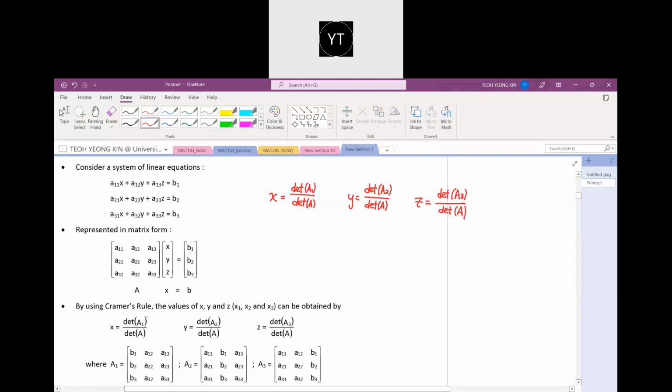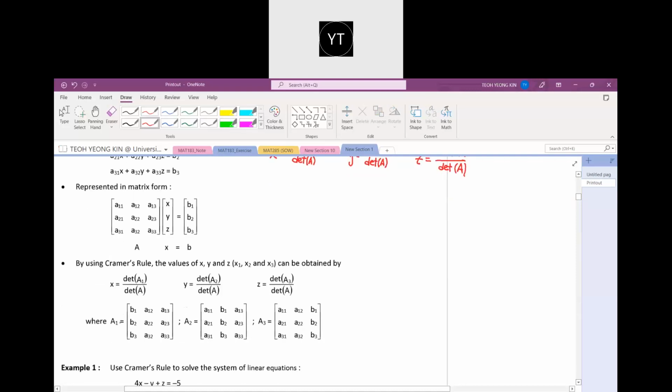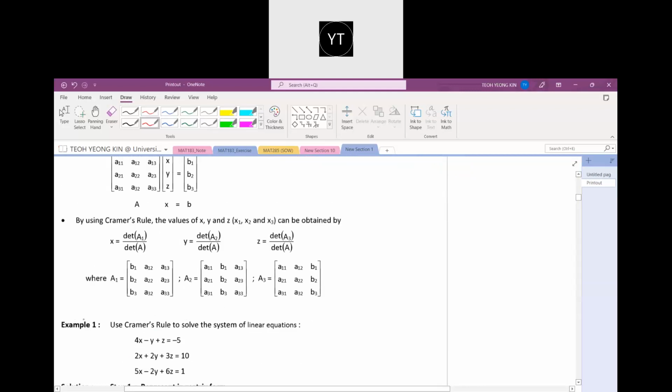Next, we'll look at how we're going to find the determinants of A1, A2, and A3. And what are the matrices A1, A2, and A3? For A1, kita gantikan yang belakang ni, B1, B2, B3 kat kolom pertama. We replace the first column with the values of B: B1, B2, B3. A2, kita ganti yang tengah. A3 ganti yang belakang. So, let's look at example 1.